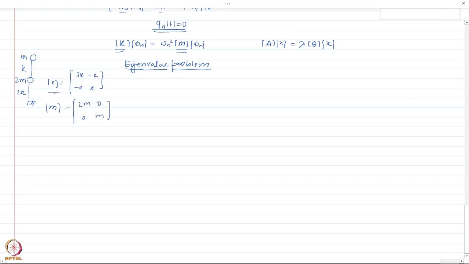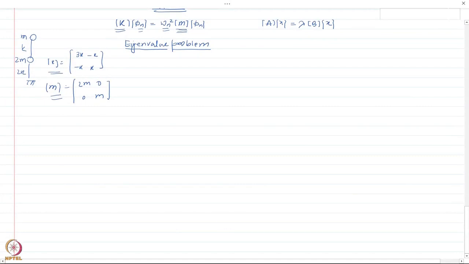We saw how to get these matrices. So in general, if the structural properties are given, my k matrix is known to me and my m matrix is known to me. The unknown parameters are actually omega n square and the mode shape phi n. Through this eigenvalue problem, we are going to solve for these unknown parameters.